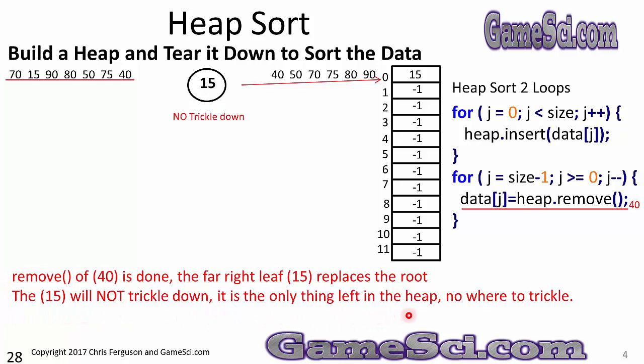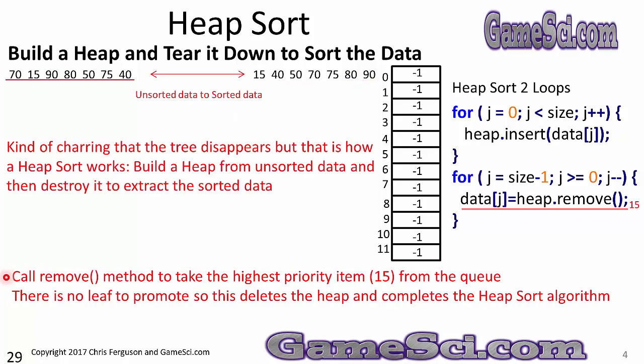It's the only thing left in the heap. There is nowhere to trickle. Notice also my array. 15 is the last item left in the array. The remove of 40 is done and it's assigned to data sub j. Call the remove method to take the highest priority 15 from the queue. There is no leaf to promote, so this deletes the heap and completes the heap sort algorithm. The call to remove of the last item just takes it out and assigns it to data sub j.